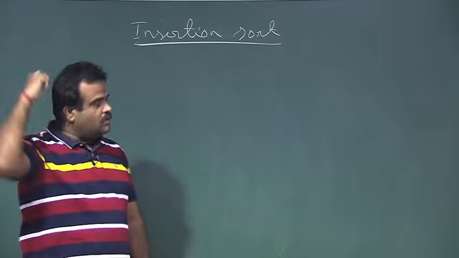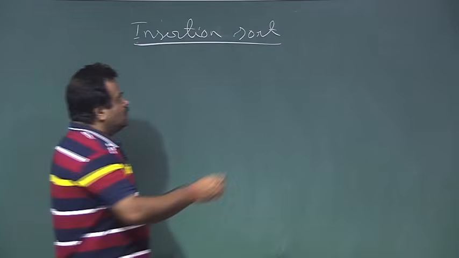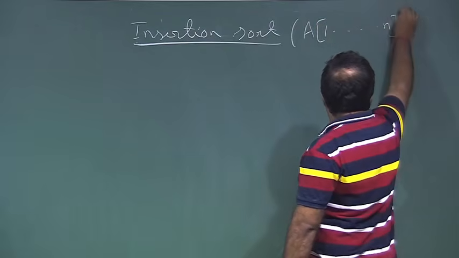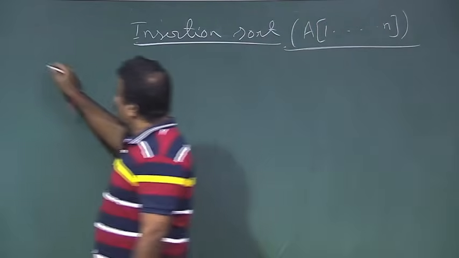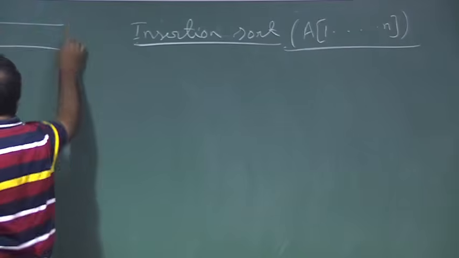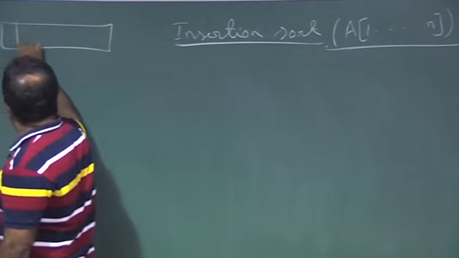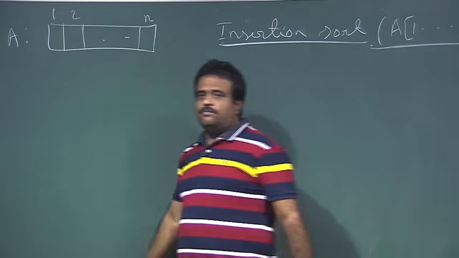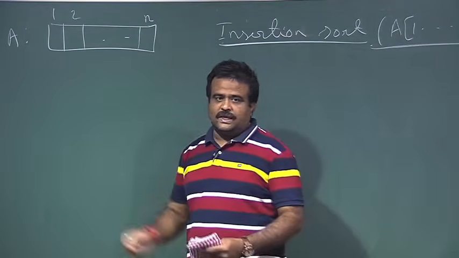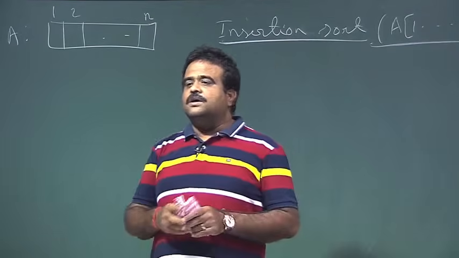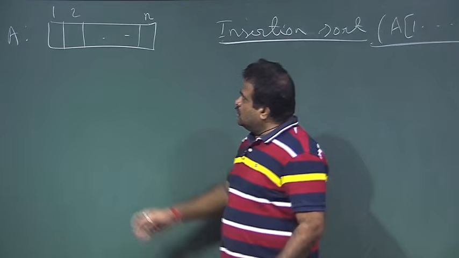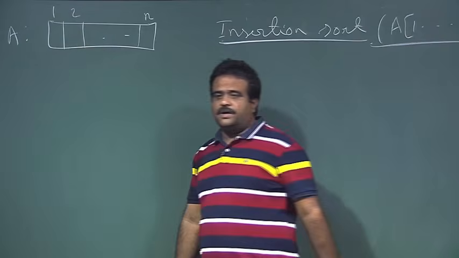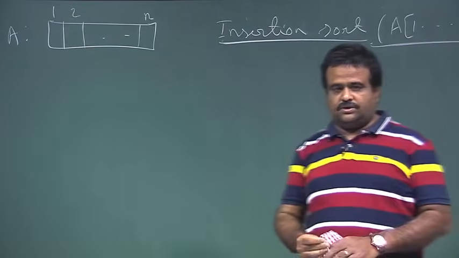Now, what is the input? The input is n numbers. Suppose we take the numbers in an array. So we have an array of n numbers, 1, 2, up to n. Our array starts from 1 to n, not 0 to n minus 1 like in C language, because we are not dealing with any specific language. We need to sort these numbers.